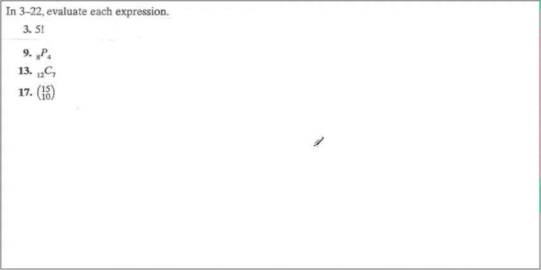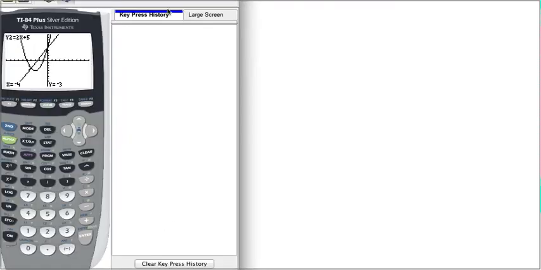Alright, let us try to evaluate this expression. This is called 5 factorial. That means 5 times 4 times 3 times 2 times 1. Whatever that number is, we have to multiply all the way down to 1. That's equal to 5 factorial, which is equal to 120. Now, I'd like to show you how we can do this one using the calculator.